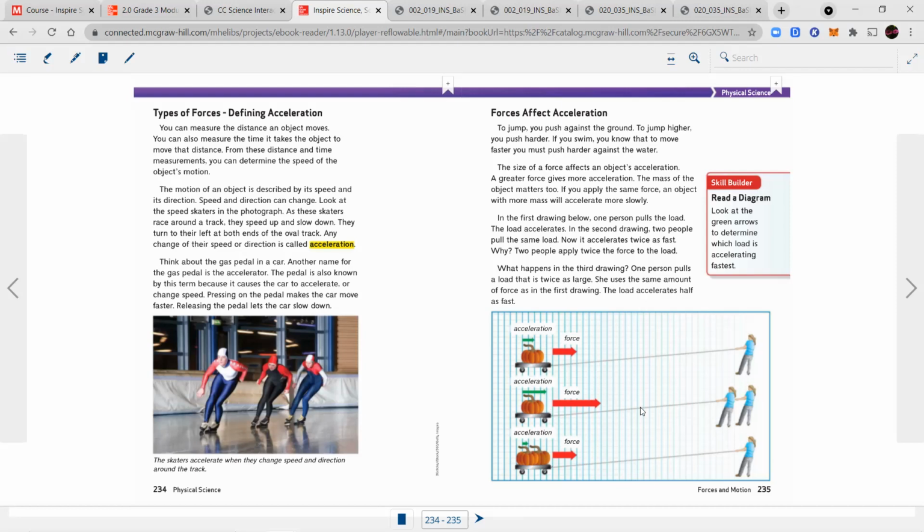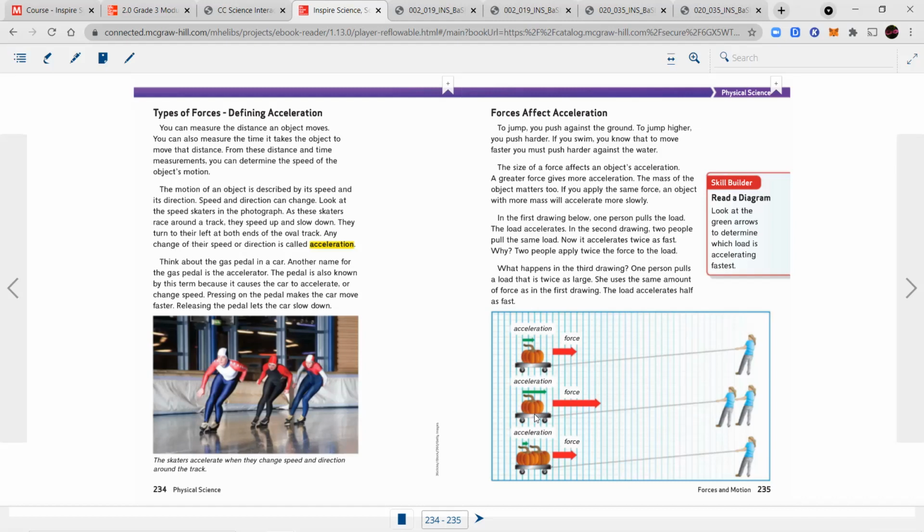In the second picture, we have two people pulling that same load. So it's going to move faster because now you have twice as much force, but the load is still the same. But the last one, you have twice the load. So you're pulling something that's twice as heavy, but you're using the same amount of force. So it's not going to move, or it's going to move very, very slowly.